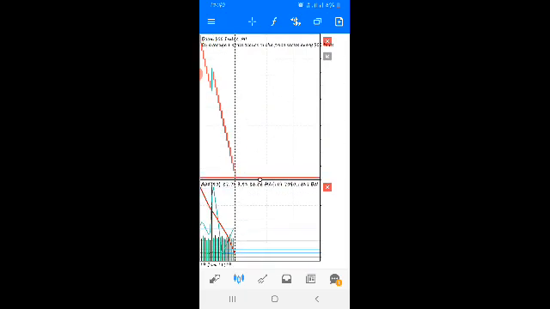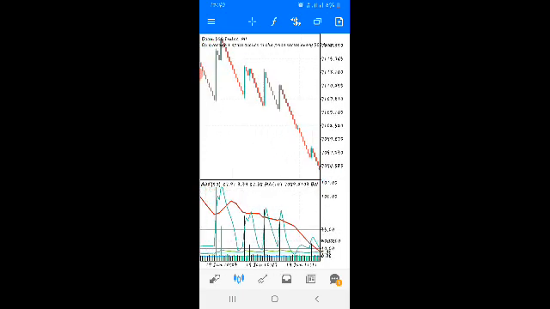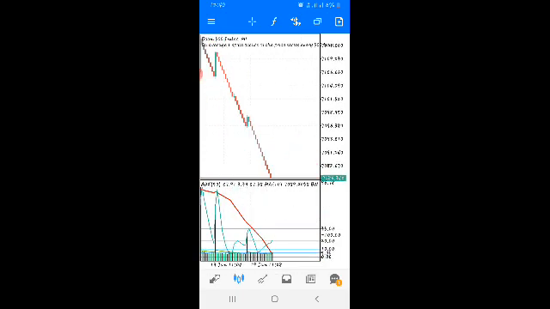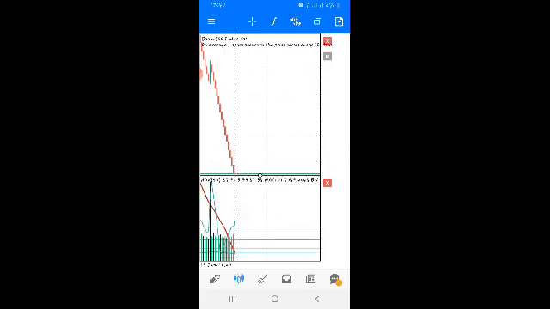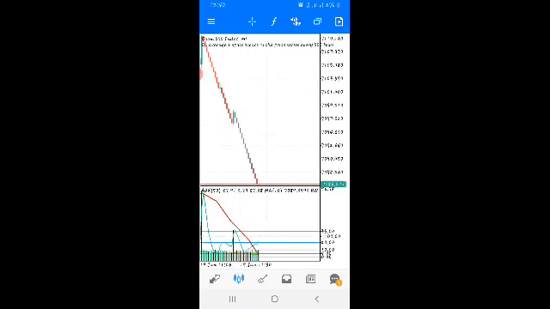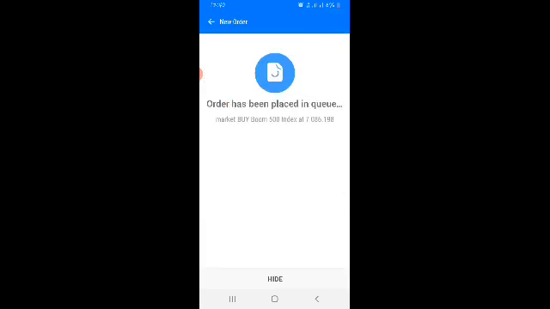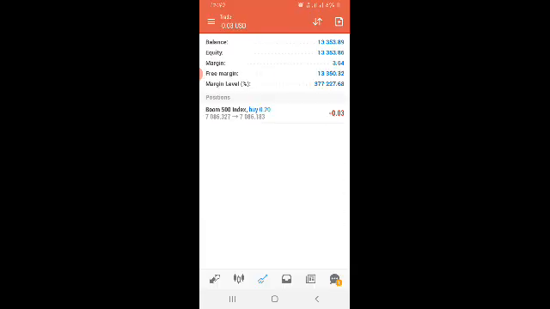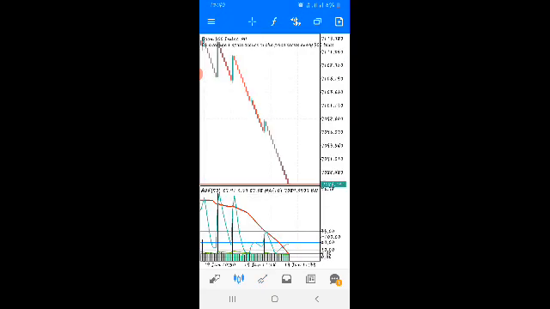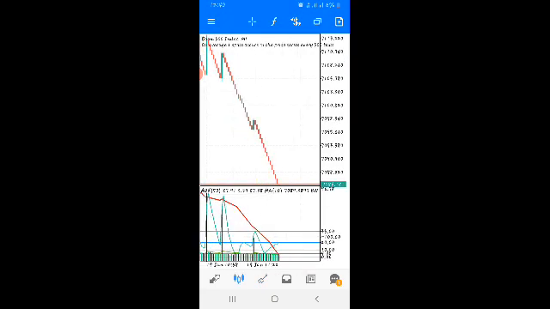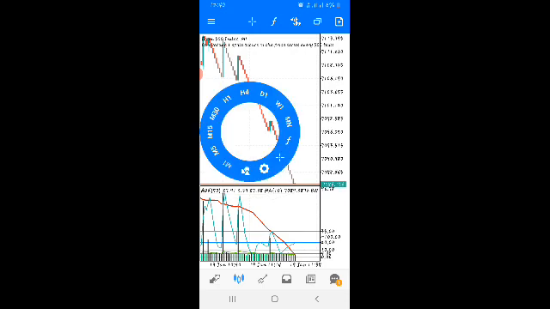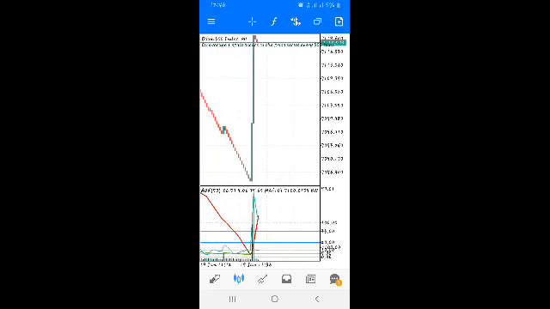So guys, here's what we need right now. What I'm going to do now is place a buy. I just placed a buy for Boom 500, because it's going to spike.